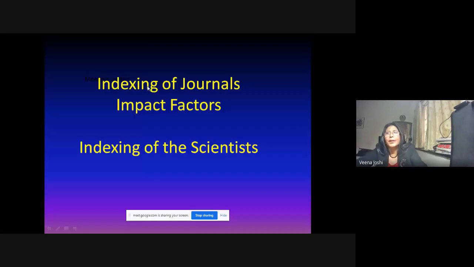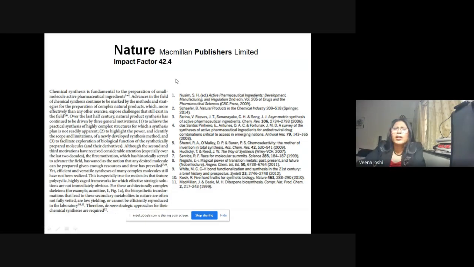Yeah, reference. Indexing of journal impact factor. This is the last point, and allow me to speak for the next 4-5 minutes. Indexing of factors. Journal impact factor, you have heard this a lot. What is the meaning?